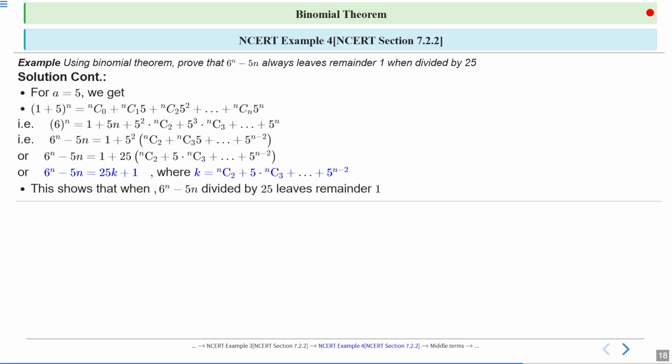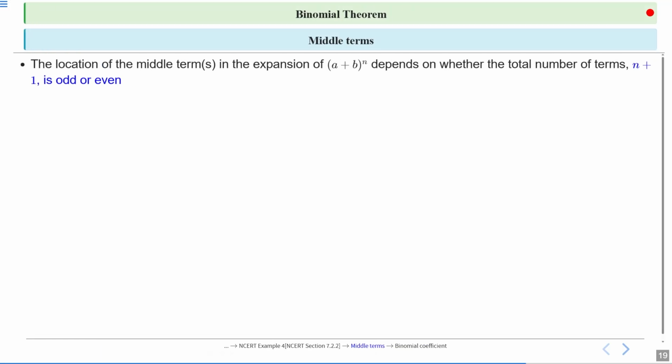Clear? I hope this example is clear to all of you. Now we will discuss how to find middle terms of an expansion. Okay, so the location of the middle terms in the expansion of (a plus b) to the power n depends on whether the total number of terms, n plus 1, is odd or even.